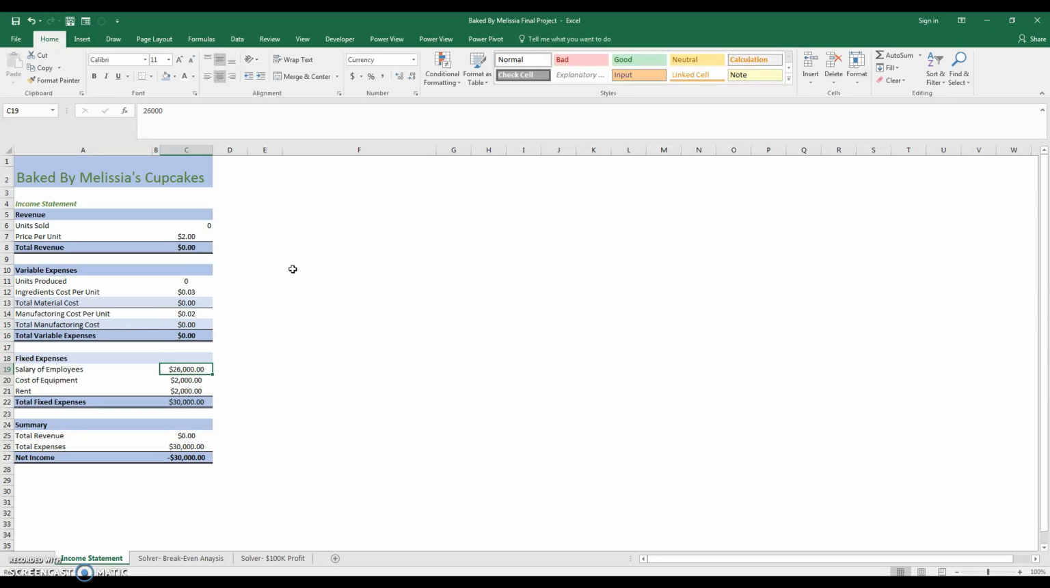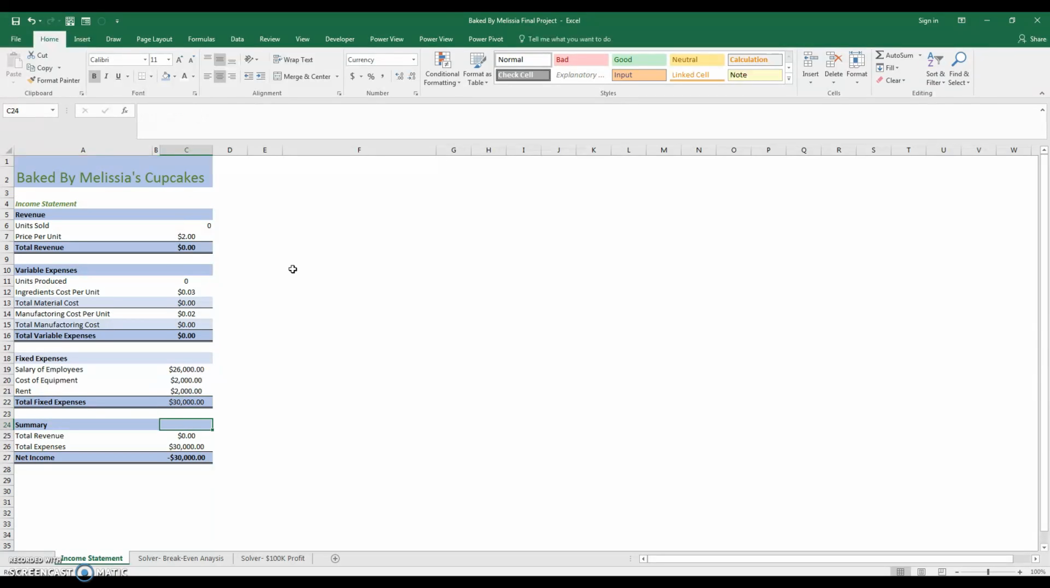For salary employees, it's 26,000. I used that based off Glassdoor and how much me and my coworkers were paid per year and per hour. For cost of equipment, we use very high-end equipment in order to create all our cupcakes in bulk to sell for a day. So the total cost of all the equipment is $2,000, and the rent was $2,000 per month. This means our total fixed expenses was $30,000 when we first started.